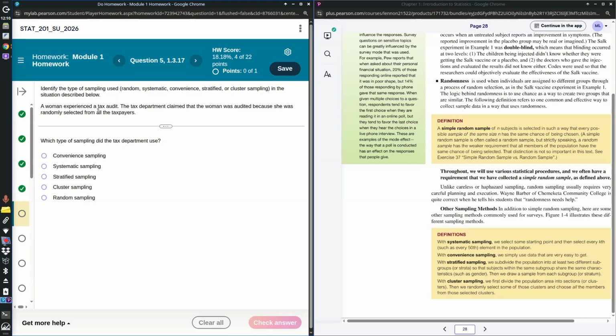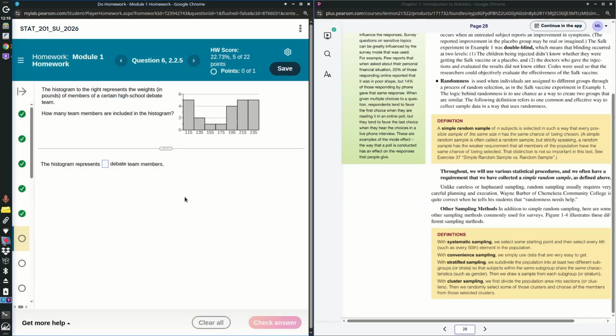Okay, this one we have a woman experiencing a tax audit. The department claims she was audited because she was randomly selected. Okay, if we take their word for it, we're just going to say that's random sampling. We have no means to see how they conducted the sampling, so sometimes people will say something's randomly sampled and it may not be, or it might be pseudo-randomly sampled, but that's probably a bit beyond the scope of this course.